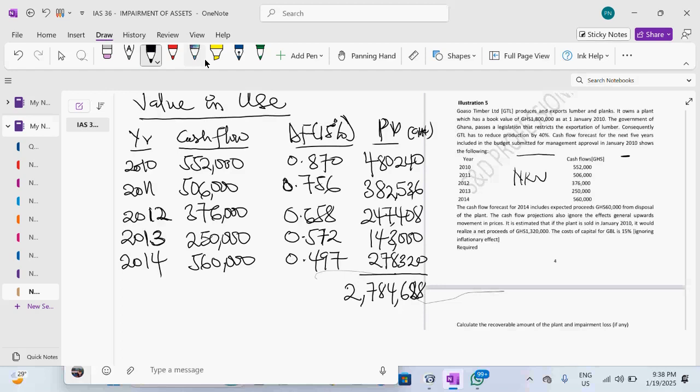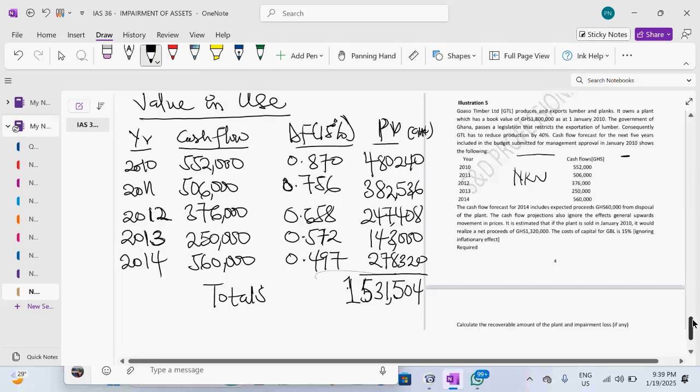I have 1 million, 531,504. So this is the value in use.